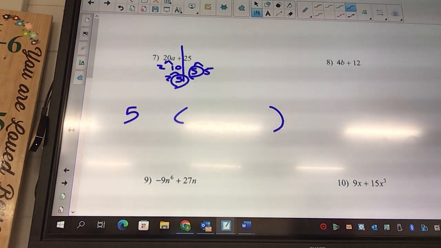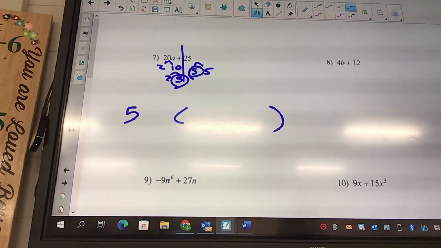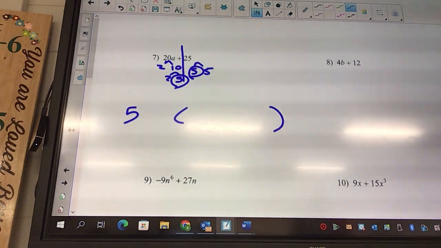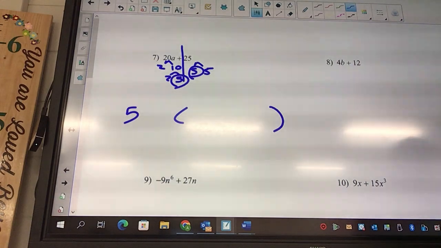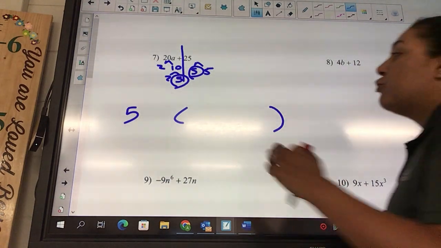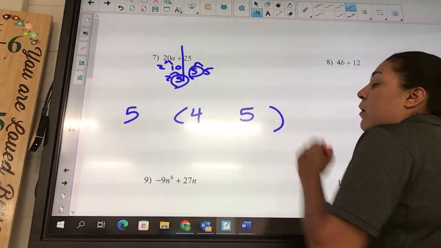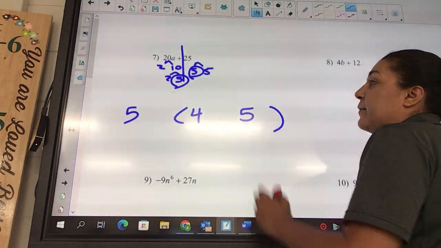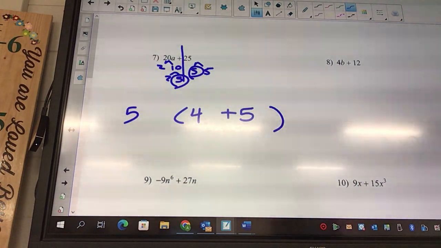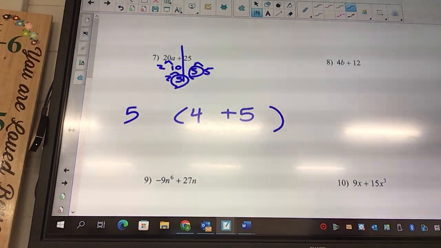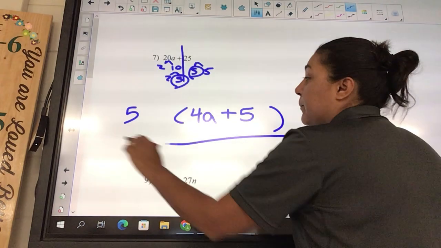1, 2, 3, 5, 7. So prime numbers are the only ones that I can take. Like, if I had a 10 and a 10, I cannot circle the 10s, because the 10 can get broken down further. So 20 divided by 5 is 4. 25 divided by 5 is 5. Drop your signs. How many A's can I pull? None. So we're going to put them back in the first spot.